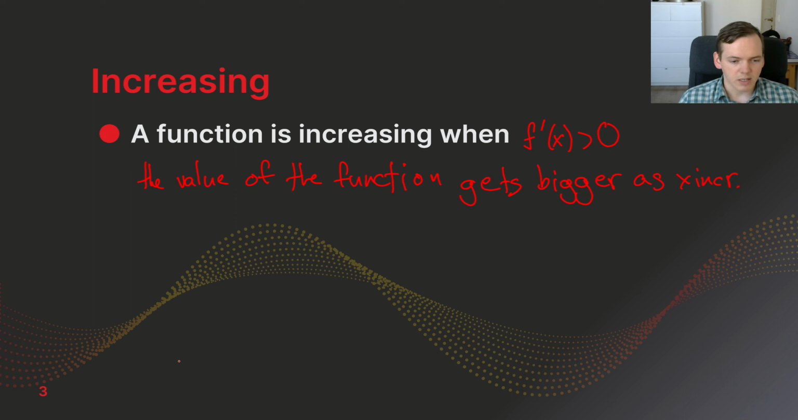So this is your classic, if the function is going quote unquote up, it's increasing because what's happening is the output is getting bigger as x gets bigger.